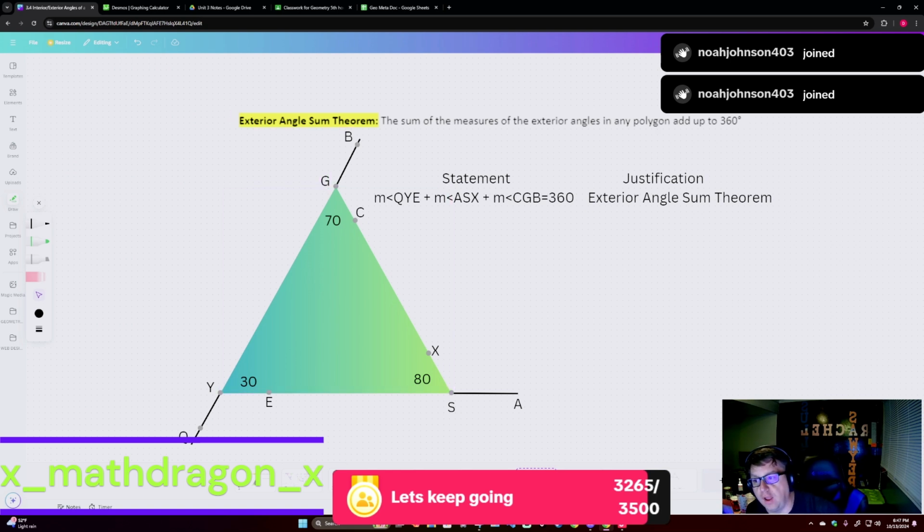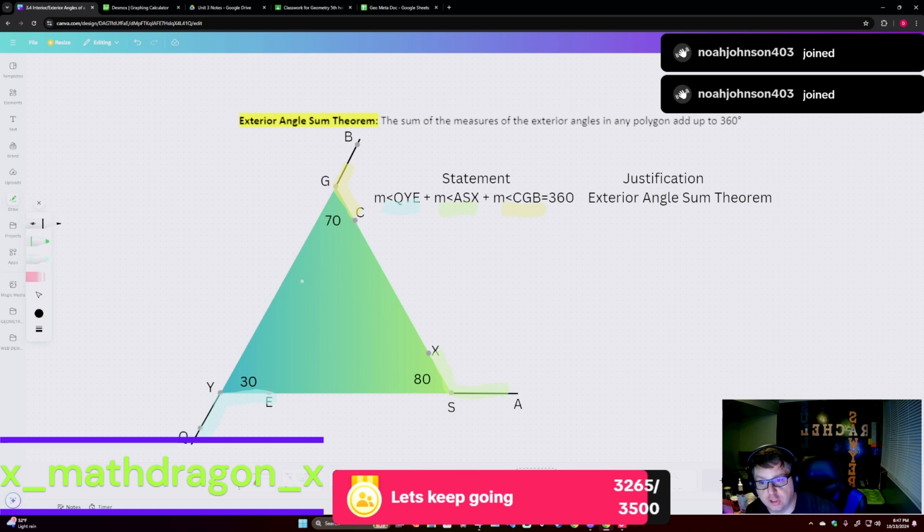So what we're going to find out is that this yellow angle, which is CGB, plus this angle out here, XSA or ASX, and this QYE angle, when we add these three together, is going to equal 360 degrees.